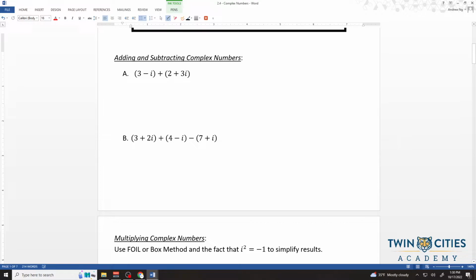In this first example, I've got 3 minus i, and I'm going to add to this 2 plus 3i. How I do this is I'm going to stack them one on top of the other, putting the real numbers in a column and putting the imaginary numbers in a column. So I've got 3 minus i like so, and I'll put 2 plus 3i just below it. Since I'm adding these, I'm going to put a big plus sign to the left, and this will give me 5, and then -i plus 3i is plus 2i.